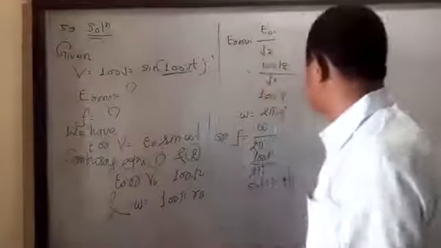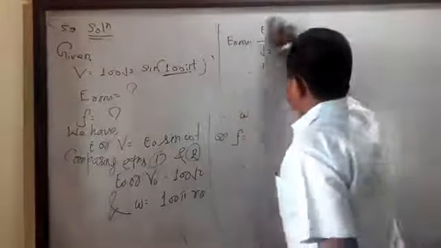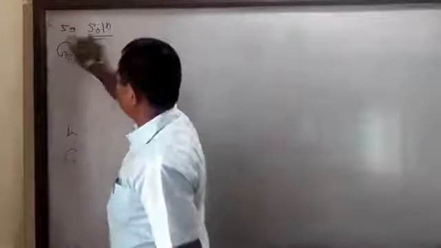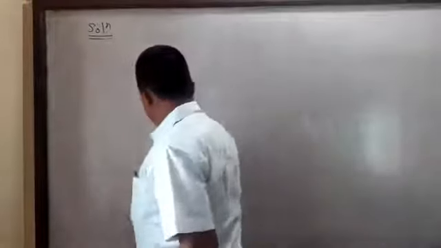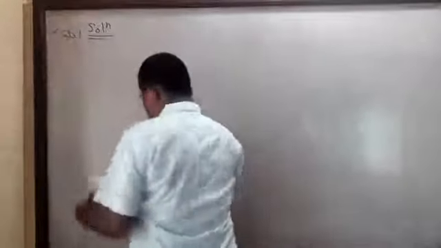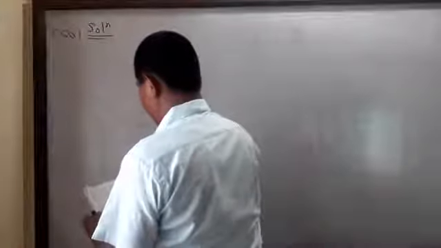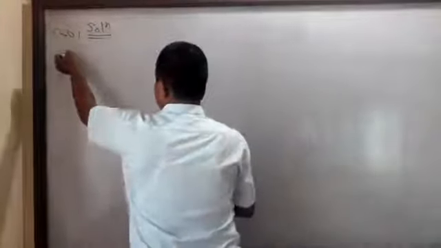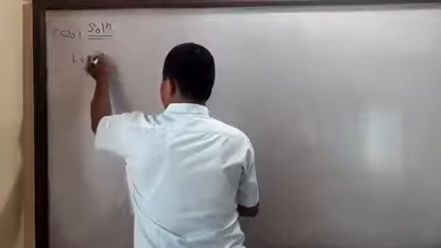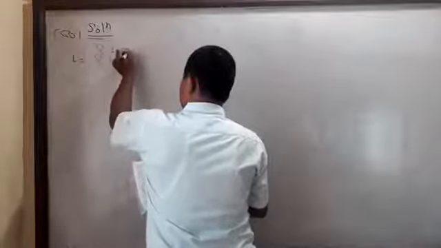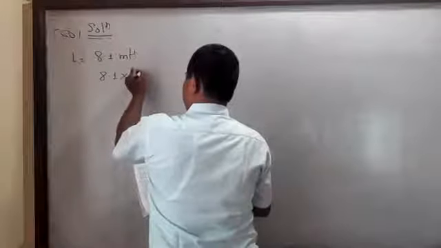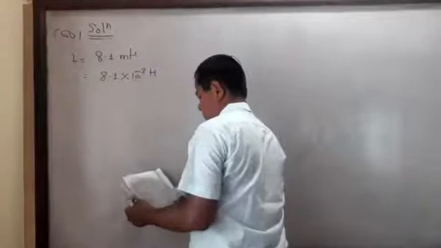Question number 60. There is a circuit containing L, C and R all together. L has value 8.1 millihenry, which means 8.1 into 10 to the power minus 3 Henry.